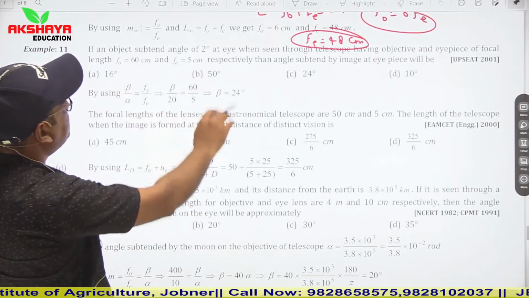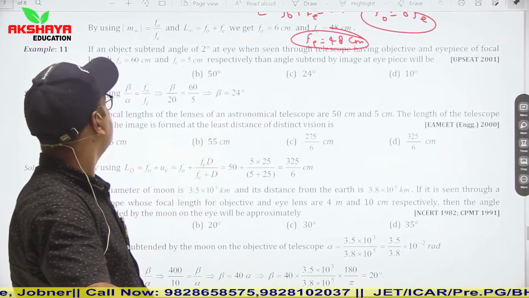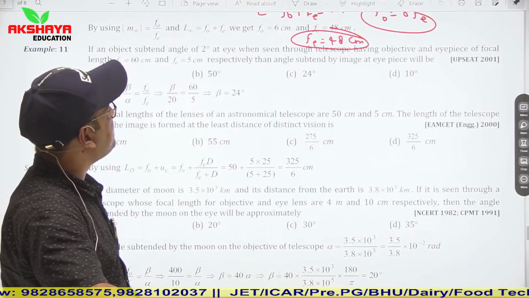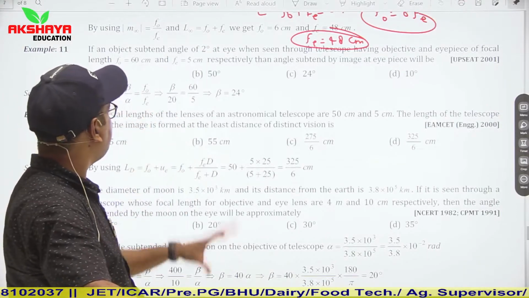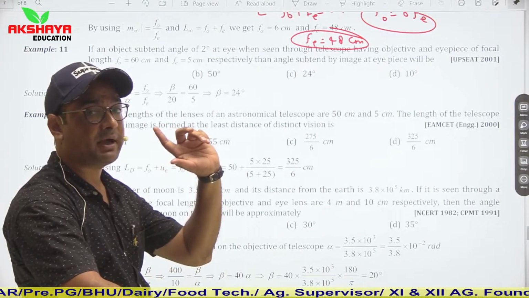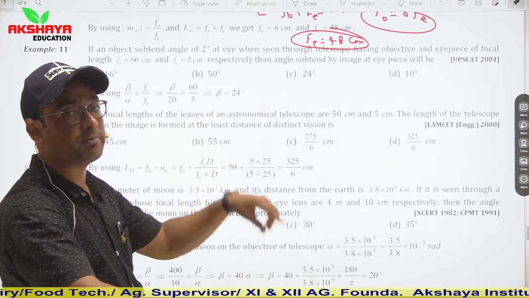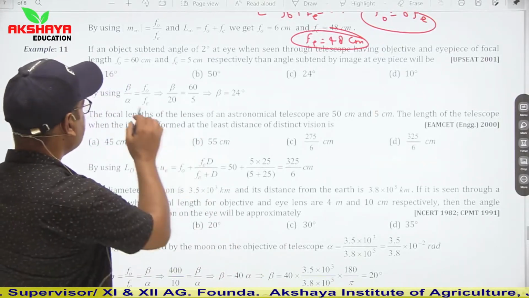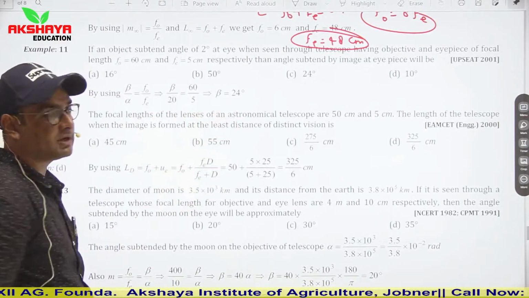Now see, if an object subtends an angle of 2 degree at the eye when seen through a telescope having objective and eyepiece of focal length FO is equal to 60 centimeter and FE is equal to 5 centimeter respectively, then find the angle subtended by the image at the eyepiece. So here alpha and beta can also be defined as the angle made by the observer's eye without the optical instrument and with the optical instrument. So with the optical instrument means with the image, and without optical instrument means with the object. So it is beta upon alpha is equal to FO upon FE, and we can calculate beta, which is almost 24 degree.